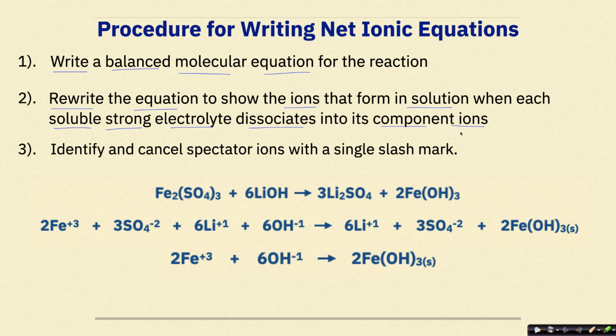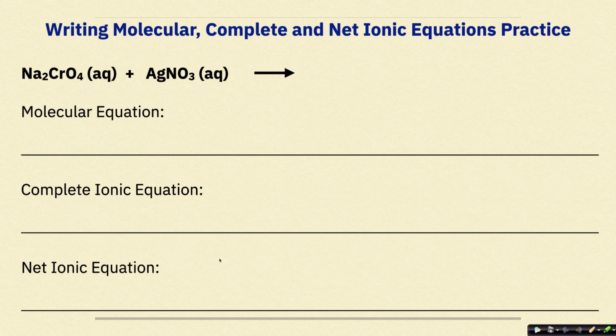We're identifying what's our strong electrolyte, strong acid, strong base. We're breaking them down into ions. Then you want to identify and cancel spectator ions with a single slash mark. So again, we're going to write our molecular equation. We're going to write our ionic equation, and then we're going to put a slash mark through, canceling the spectator ions on either side so we know what ions are involved in the reaction. So the 2Fe, the 6OH minus 1, forming our solid, and that is what we see in our net ionic equation. Let's do a little bit of practice.